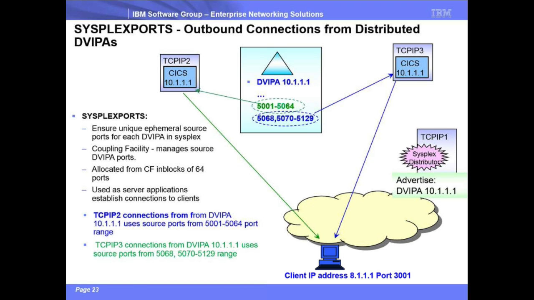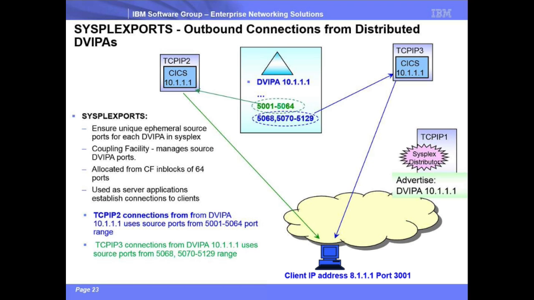And if we did that, then basically we would have a situation where we didn't have any data integrity anymore because we couldn't guarantee where a packet was going to arrive, since the applications would have the same four-tuple. If Sysplex ports is configured, then the coupling facility manages source ports for that DVIPA, and it allocates those ports to a stack in blocks of 64 ports.